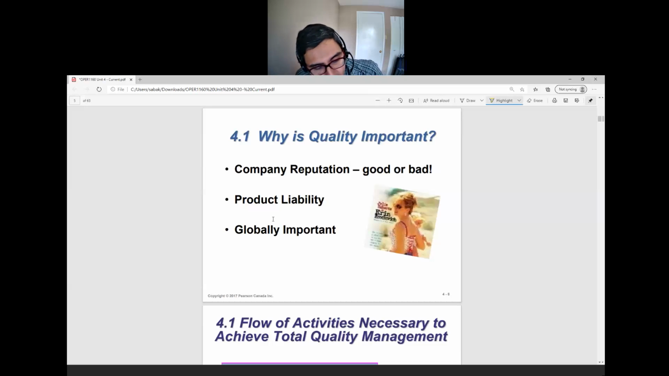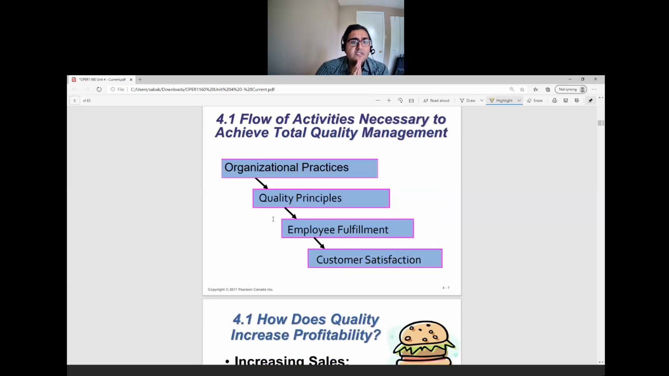Certain companies are famous for creating good quality products. When you go to Walmart and purchase an item, you have an expectation that the item is of good quality. If things are not working in the way they are supposed to work, it can give the company a bad reputation. So the flow of activities necessary to achieve total quality management.